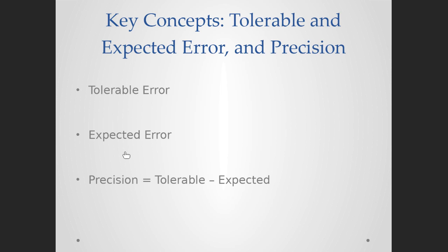The next concept is expected error. Now understand this example. Let's say I have a student in my class and the student scored 98 out of 100 in the midterm exam. And I am sitting down to grade the final exams. I have that student's paper, right?